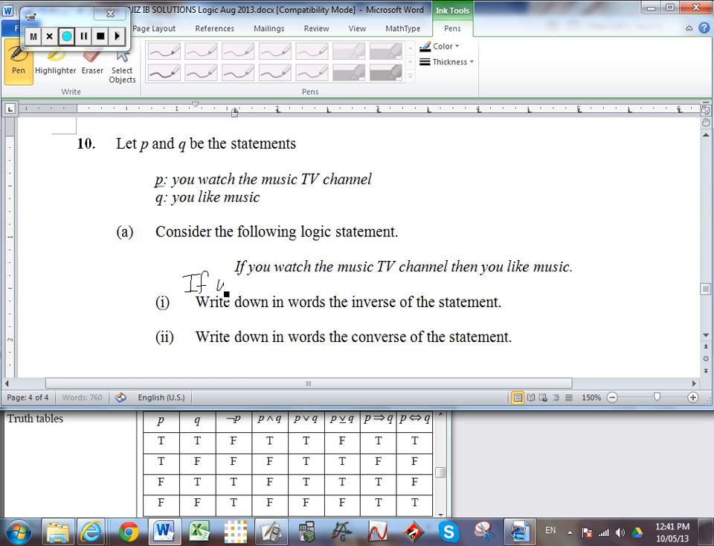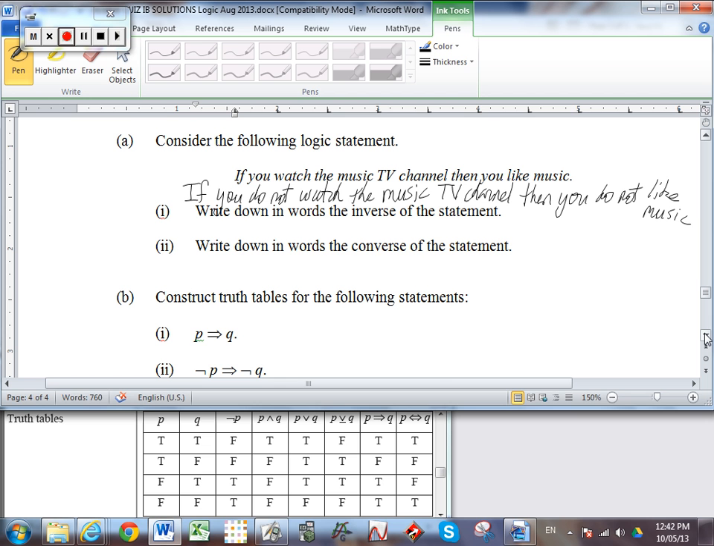So if you do not watch the music TV channel, then you do not like music. You just got to memorize inverse, converse, and contrapositive. It's the kind of thing that you just look over right before an assessment, and put it into your short-term memory. Let's make sure that we negate both sides.